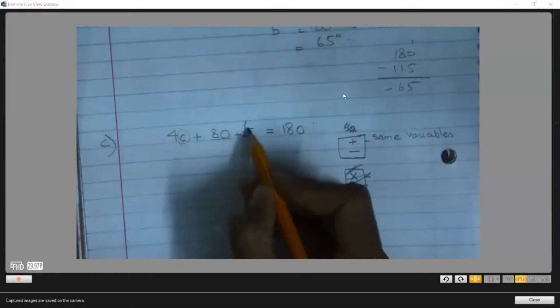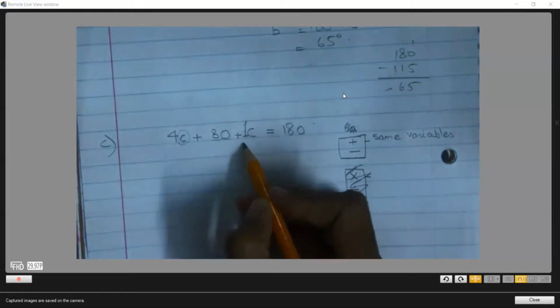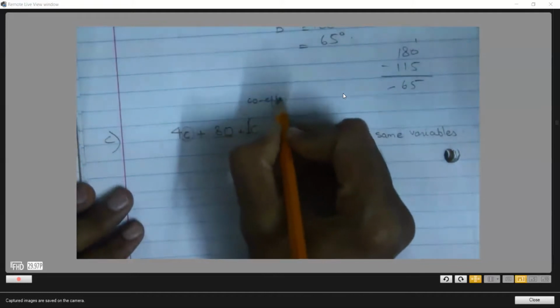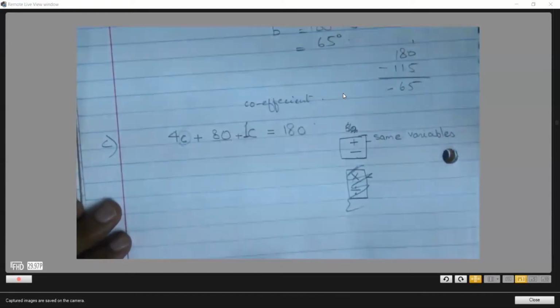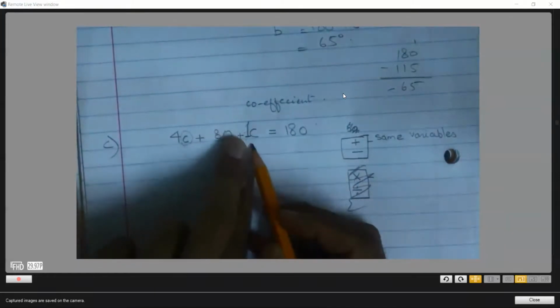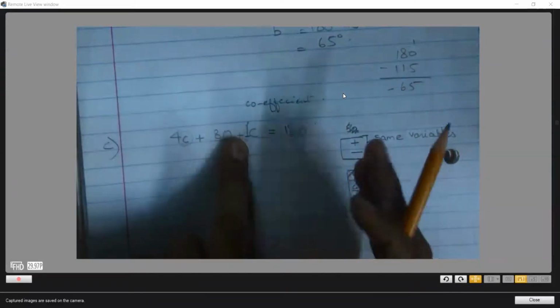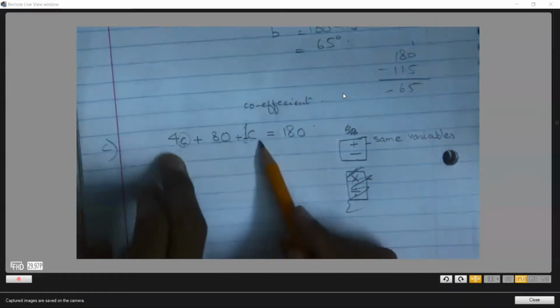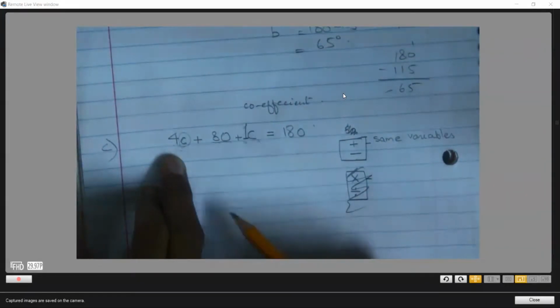So C and C. The number which is written with the variable is called a coefficient. This is the spelling. When you do not have a coefficient, that means you have 1. The coefficient is 1, because when the coefficient is 1, we don't write it. It's understood. So 4C, 1C. Now they have the same variable, so I can add them. So 4 plus 1 is 5, and then C. I will write the variable as well.